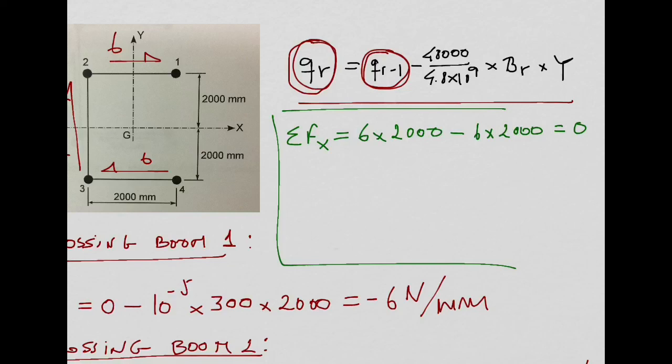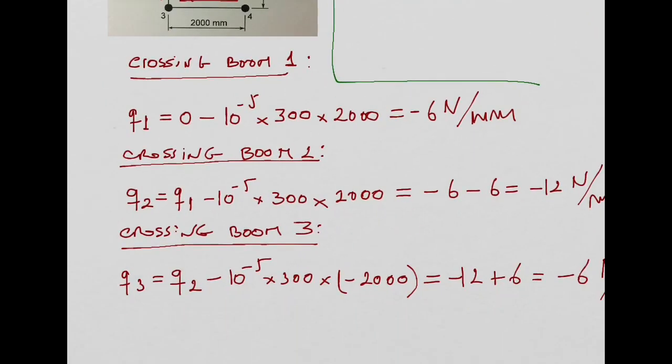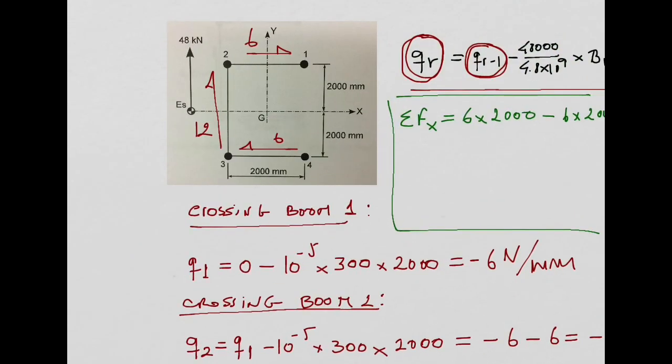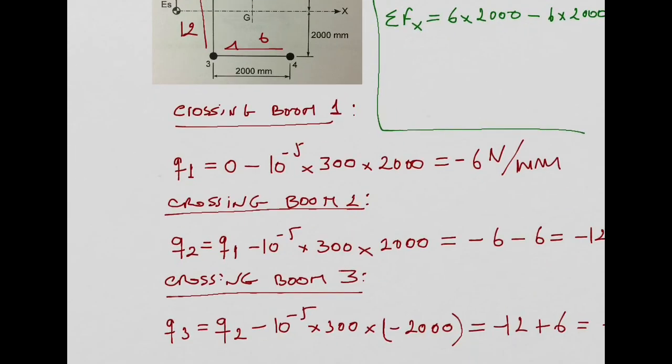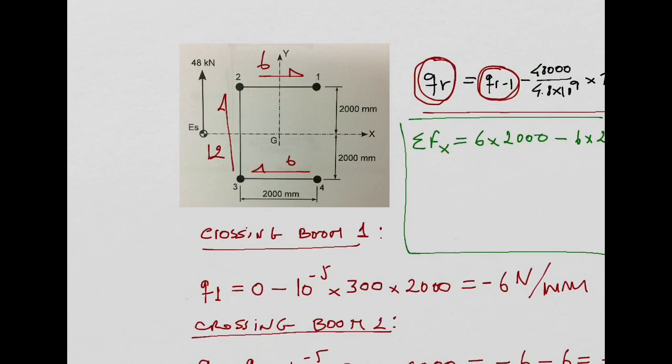Yes? Sorry, I've got a question about the distance to the neutral axis. Going back to your equations. You've got Q1, you've got the y distance is 2000. Q2, you've also got 2000. Is the distance on Q2 not 1,000? No. So the neutral axis is this one, right?